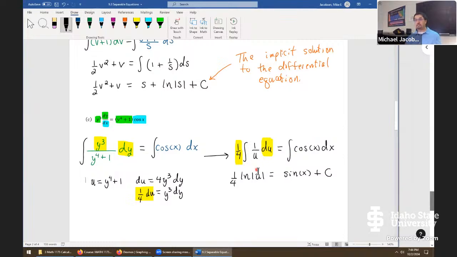The next immediate step we should take is we need to fix that our solution is not for u, it's for y. So we need to resurrect y, come back over here and plug in y^4 plus 1, undoing the substitution. So now it's a fourth natural logarithm. y to the fourth power add 1 is always a positive quantity. So it's up to you, but you could drop your absolute values right here. So y^4 plus 1 goes in for u is equal to sine x plus a constant.